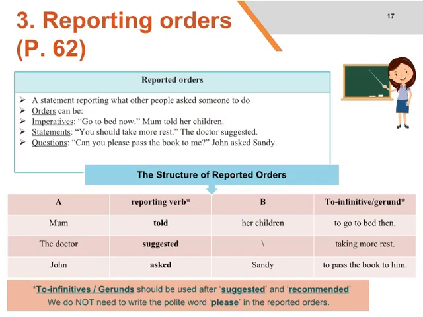The structure of reported orders is putting A, the one giving the order, at the beginning of the sentence. Then we add a reporting verb, like told, suggested, and asked, followed by B, the one receiving the order, and finally we add a to-infinitive, or gerund, to end the sentence. We should also note that to-infinitives and gerunds should be used after suggested and recommended. Moreover, we do not need to write the polite word, please, in the reported orders.